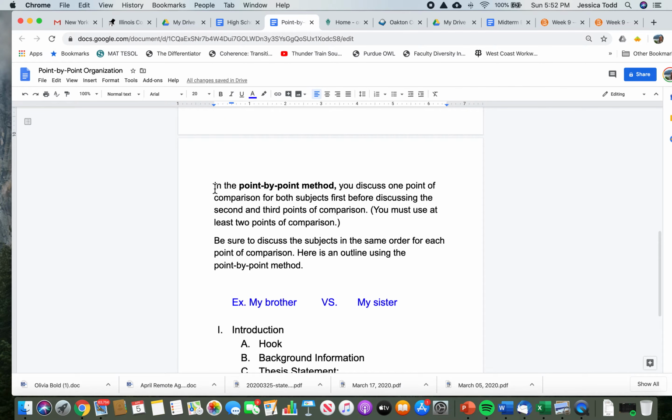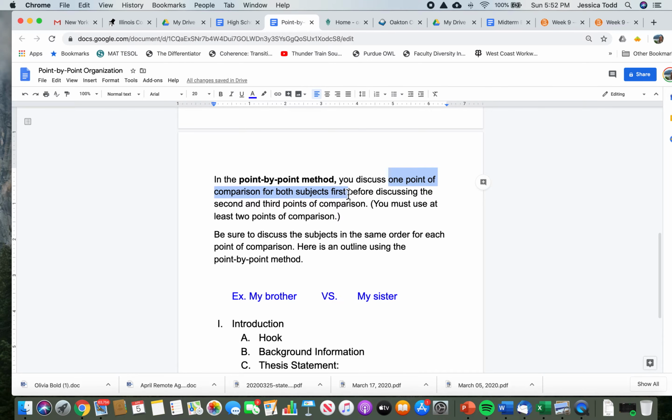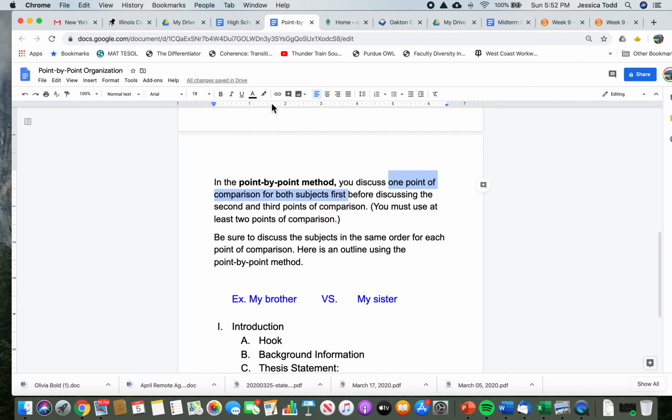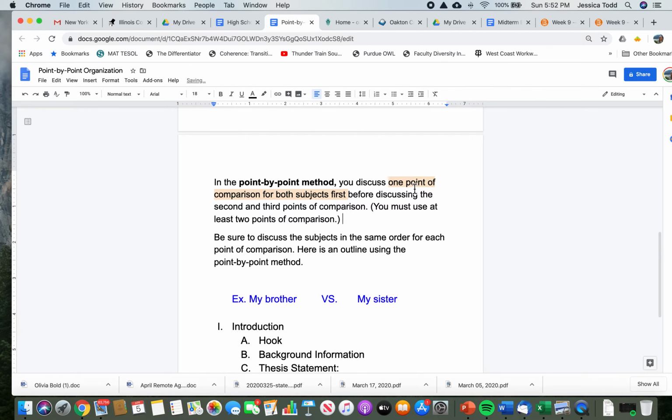The first thing to note is that in the point-by-point method of organization, you discuss one point of comparison for both subjects first. I'm going to highlight that because that's very important. You discuss one point of comparison for both subjects first before discussing the second and third points of comparison. And you must use at least 2 points of comparison.